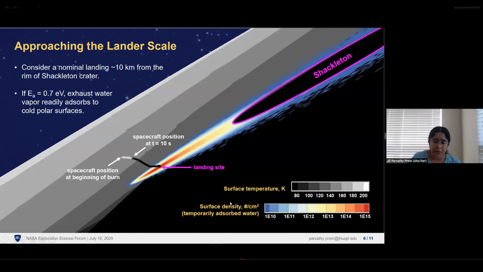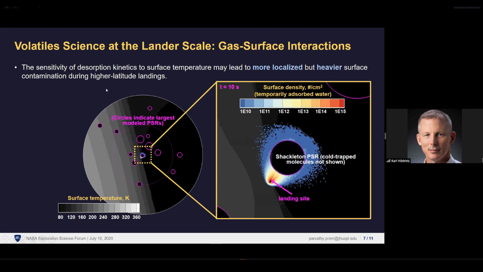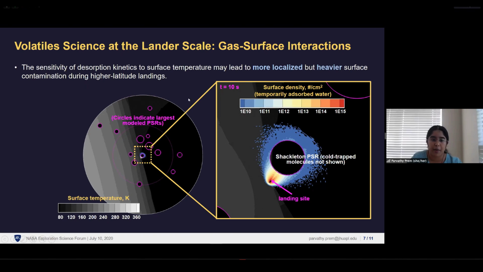This is a snapshot of the density of water absorbed to the surface 10 seconds into the landing burn. So the spacecraft started firing its thrusters here, it's now here, it still has a long way to go, but it's released water vapor that's fallen back and absorbed to the cold polar surface. I included this next slide here because I think it illustrates the scale of the problem.